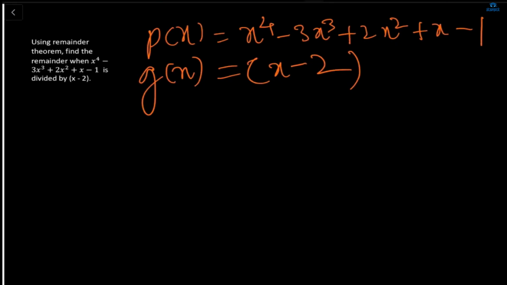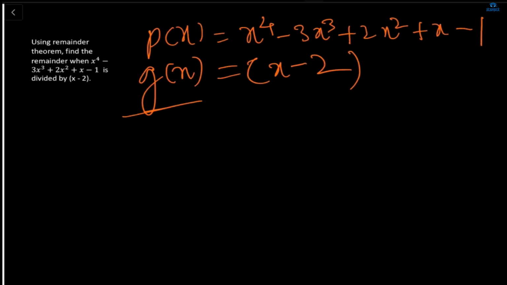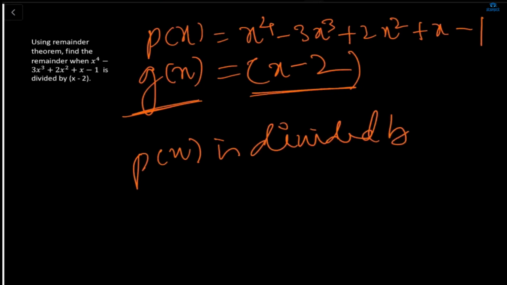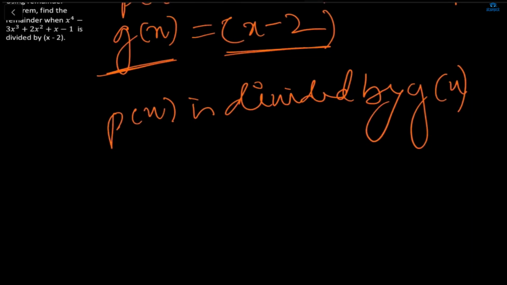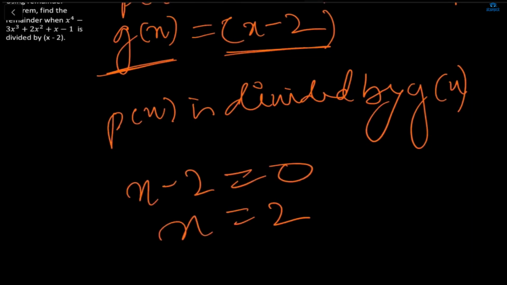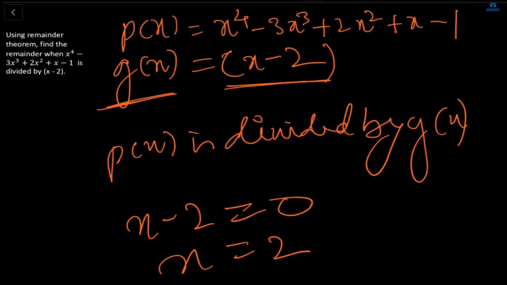Now you have to find the remainder. How can you find the remainder? What will be the remainder value? You have to find the zero of g(x), since P(x) is divided by g(x). The zero of g(x) means x minus 2 is equal to 0, so x is equal to 2. Now you put this 2 in the polynomial, that is P(2). You have to put the value of 2 in the given polynomial.